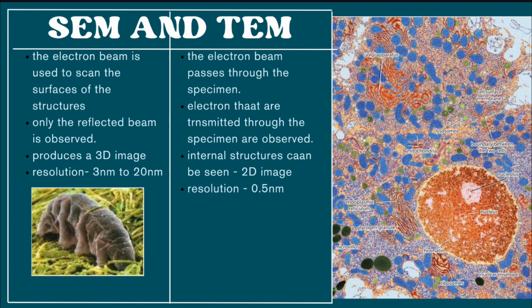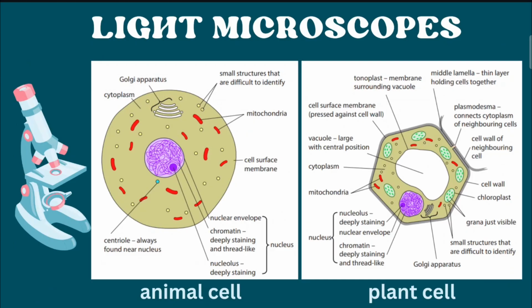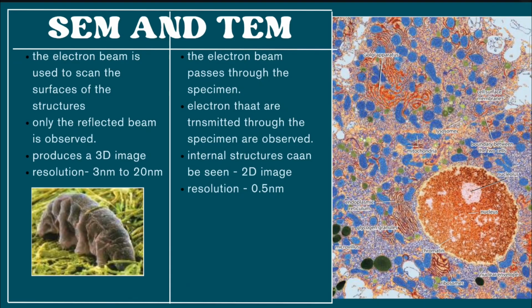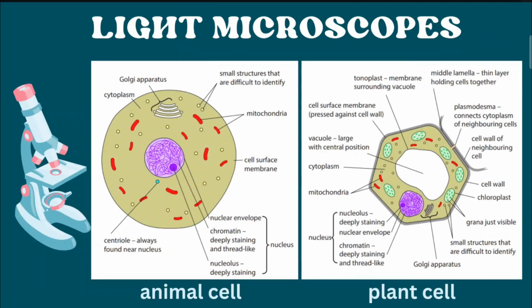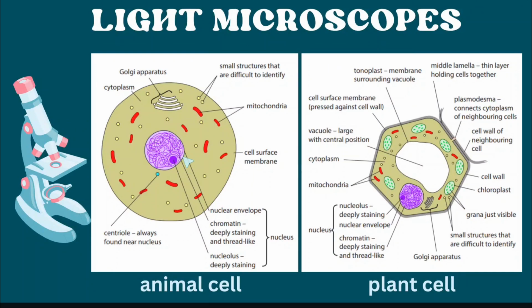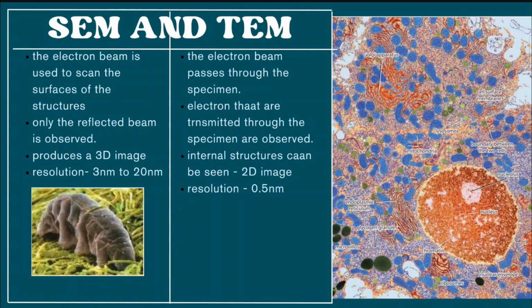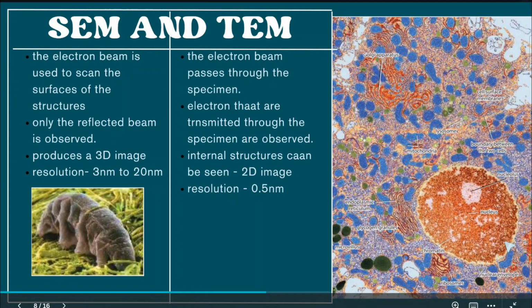Compare it to what we were looking at through a light microscope. This is what we saw under a light microscope. Now look at this. I told you to remember the nuclear envelope, right? We can see it as a singular line. Yeah, that's it. Look here. We can see a double membrane. Look at the detail. The nuclear envelope is a double membrane.